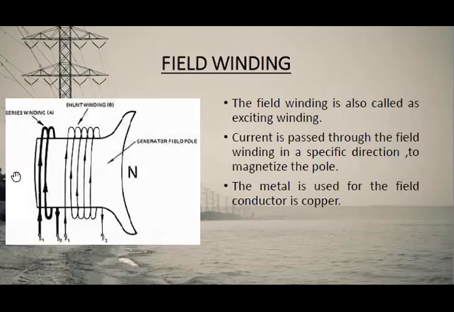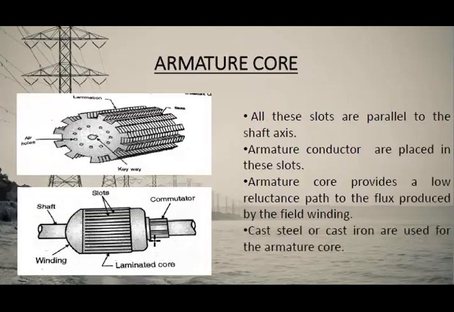And coming to the field winding, this is the series winding and this is the shunt winding. These are the generated poles. Here I considered a north pole. The field winding is also called as exciting winding. Why? Because we have to give excitation by using this winding only, so that we can set this winding as the excitation winding also. And current is passed through the winding in a specific direction to magnetize the pole. And the metal used for the field conductor is copper.